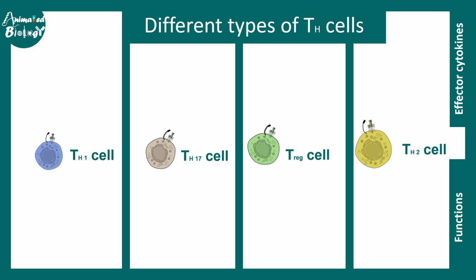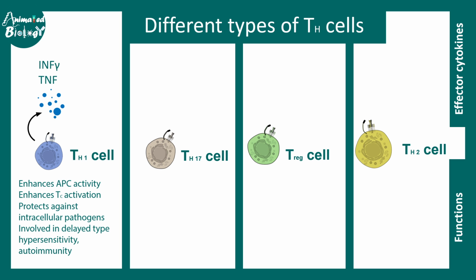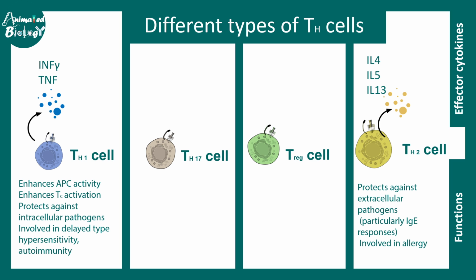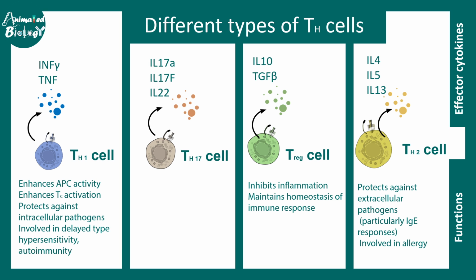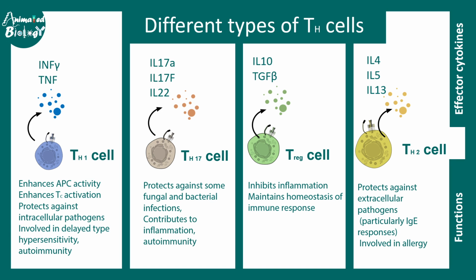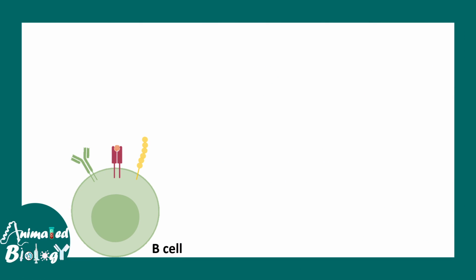There are many subtypes of these T helper cells, and each of these subtypes secretes different types of cytokines, such as the Th1 subtype, which secretes interferon gamma and TNF. Th2 secretes interleukin 4, 5 and interleukin 13, which are important for dedicated functions. T regulatory cells secrete anti-inflammatory cytokines like interleukin 10 and TGF beta. Th17 secretes pro-inflammatory cytokines such as IL-17A, 17F and IL-22. So all these cytokines have their own immune modulatory effects.